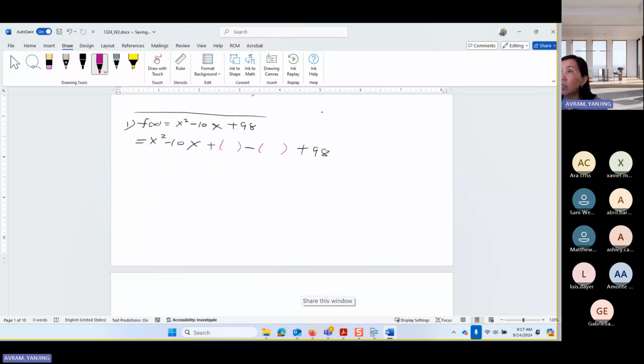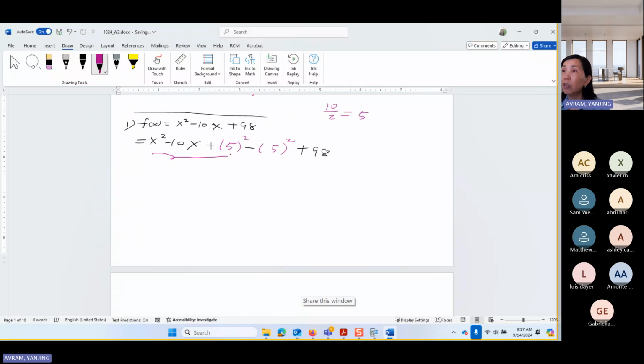The key thing here is you add half of the coefficient of x. The coefficient is negative 10. I'm going to use the positive one because I have to square it, and when you square it, it will be positive. So I just need to take the number only, I don't have to keep the sign. So 10 over 2 is 5, and then I add 5 squared. This will become a perfect square.